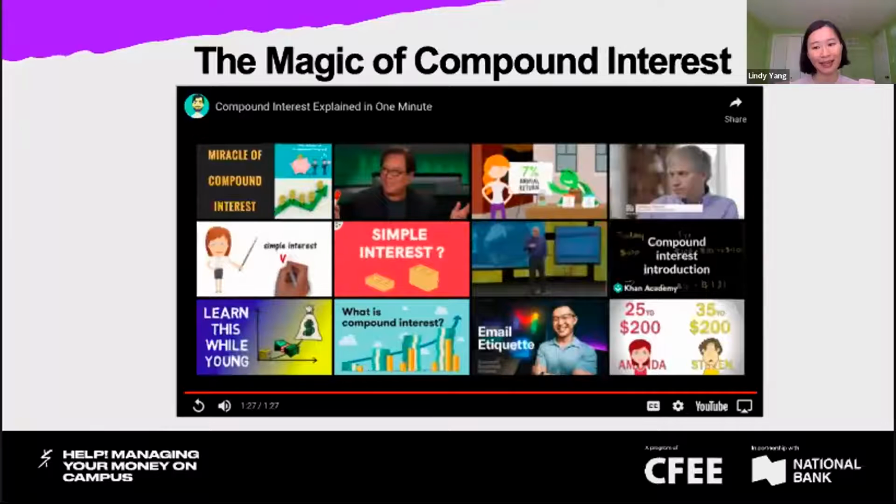So a common question is, what can I invest in to earn compound interest? The answer is anything. Many investments offer the opportunity to earn compound interest, and we'll be exploring some of those different investment options in this presentation.